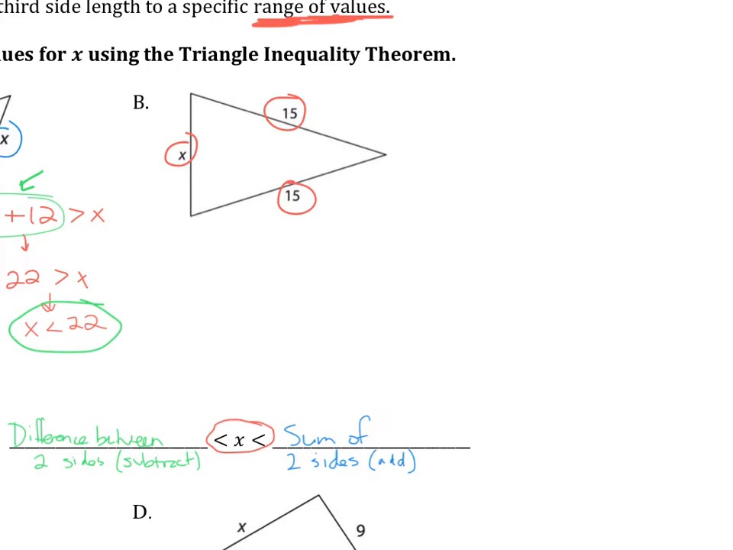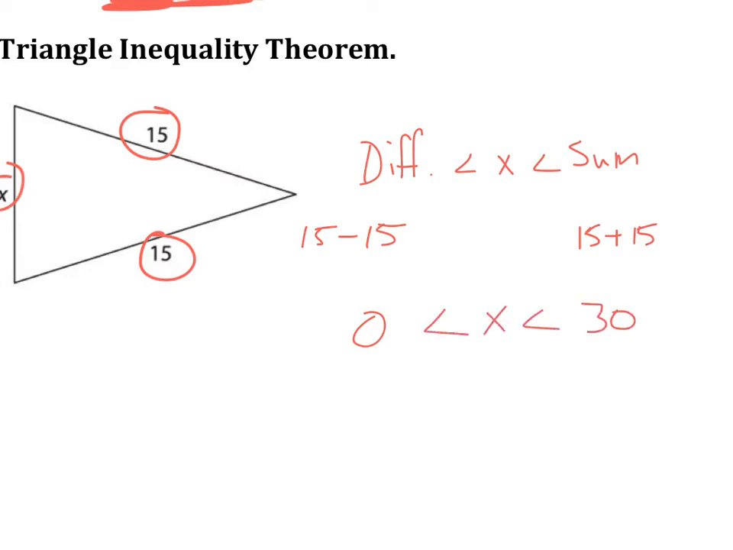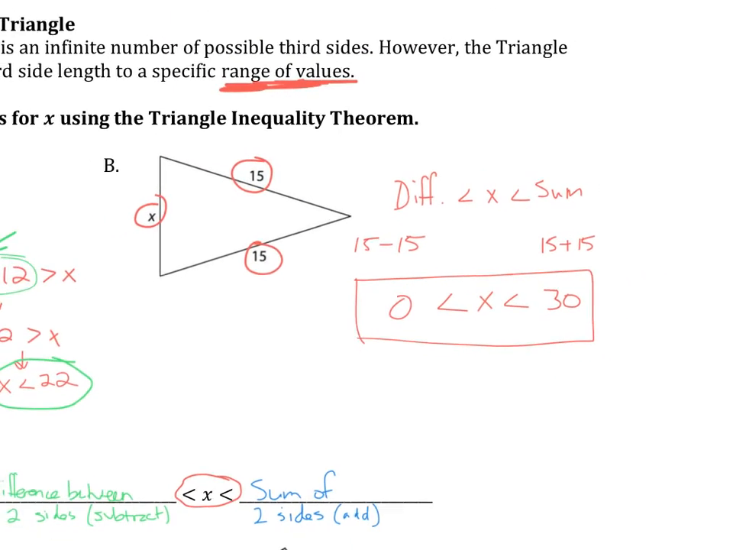And so, again, by the triangle inequality theorem, we have the difference is less than x, which is less than the sum. So 15 minus 15, and 15 plus 15. On the left side, the difference, 15 minus 15, is 0. On the right side, 15 plus 15 is 30. So 0 is less than x, which is less than 30. And there we have it. That would be your final answer.